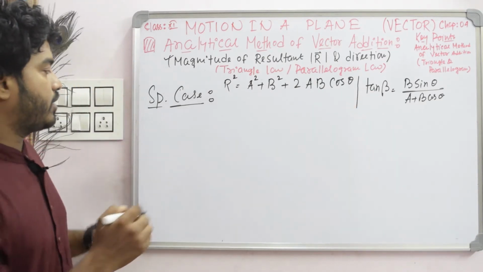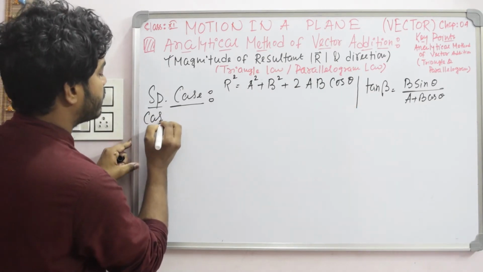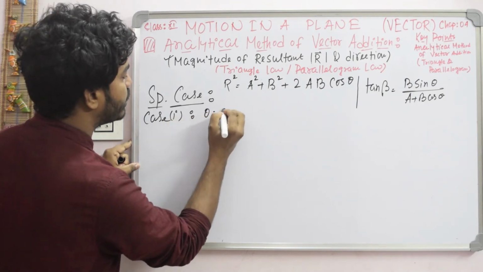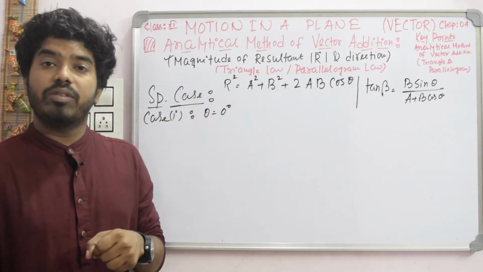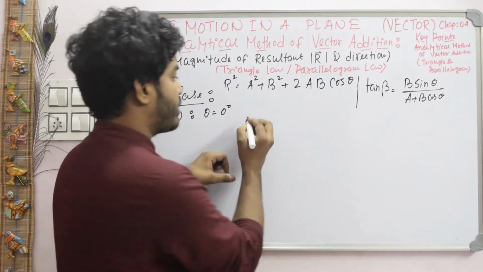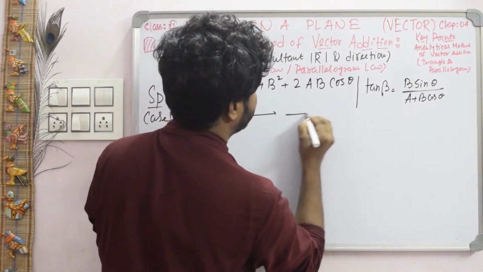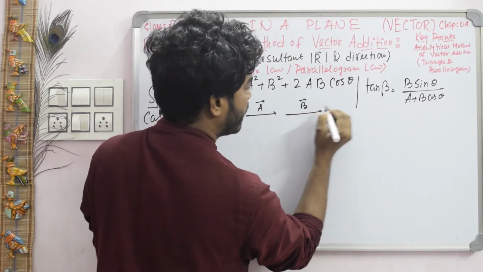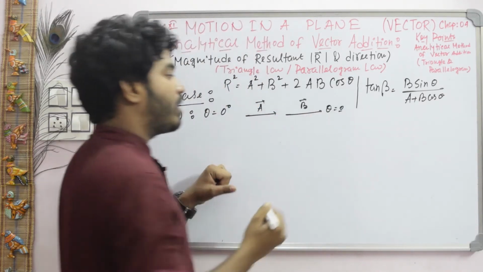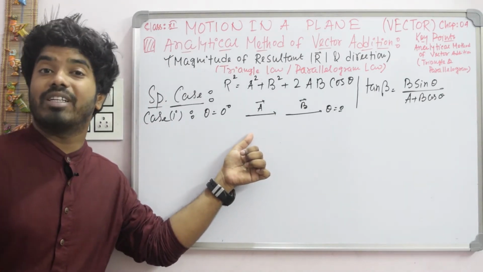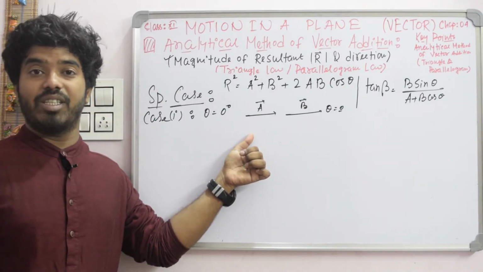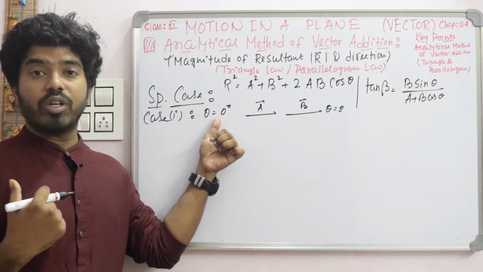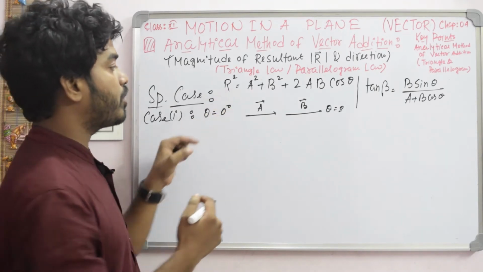Now, first case number 1, suppose theta is equal to 0 degree. Theta is equal to 0 degree means vector A and vector B are along the same line. That means here theta is equal to 0 degree, and this is called parallel vectors or like vectors. You saw this in the previous class. So for this purpose, what will be the resultant? You just use this formula.